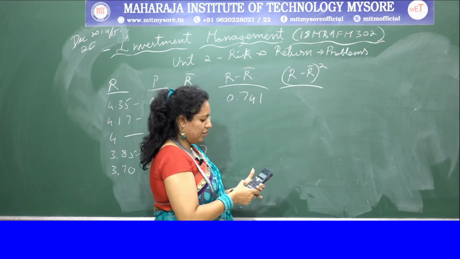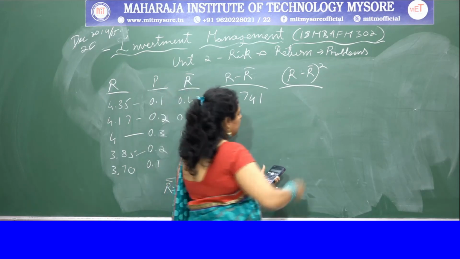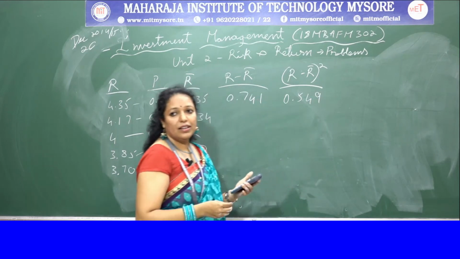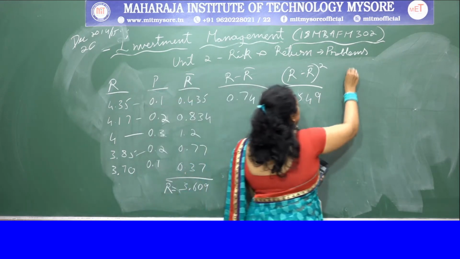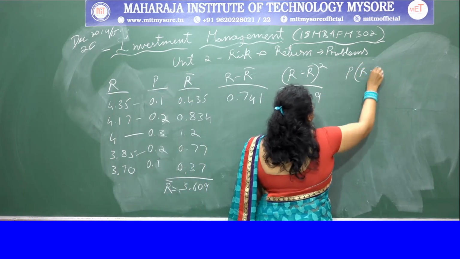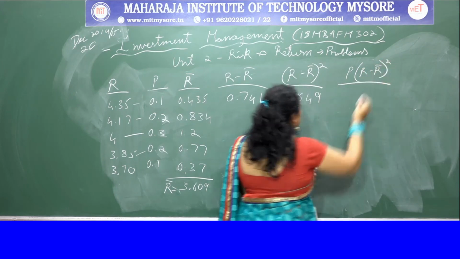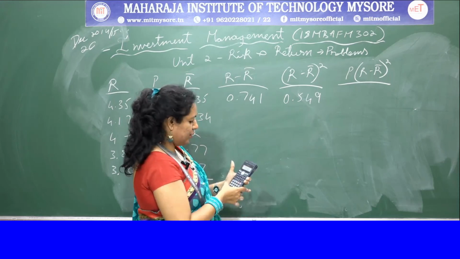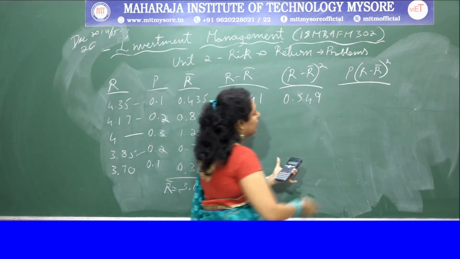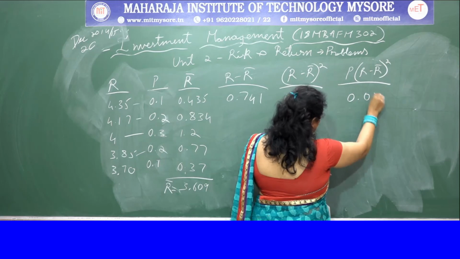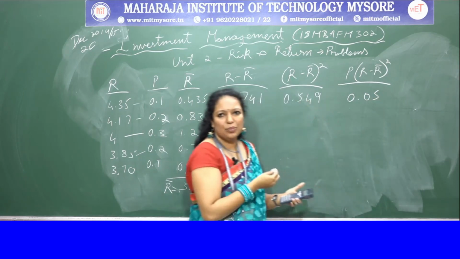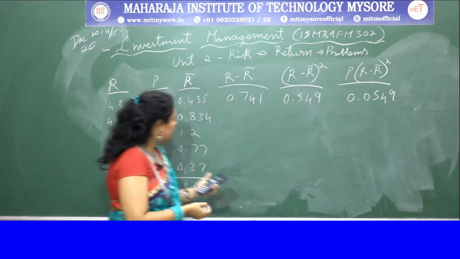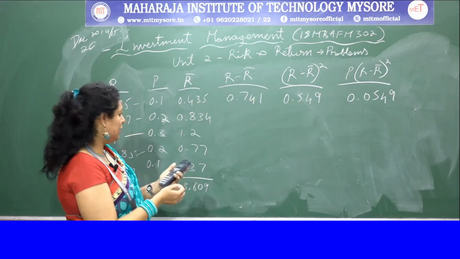0.741 into 0.741. So you get 0.549. Okay. Then you have to do P into R minus R bar square. That is into probability, which is 0.1. So you get 0.0549. Okay. So to continue, let's quickly finish it off.